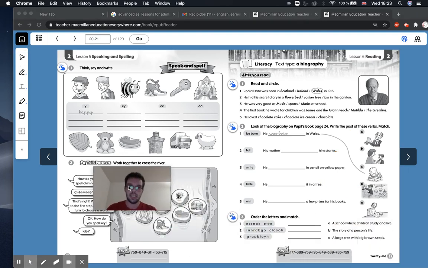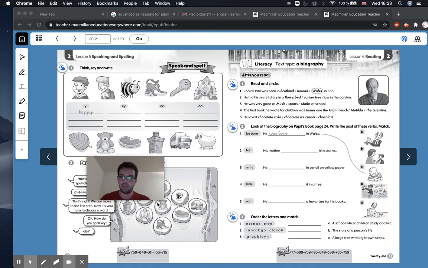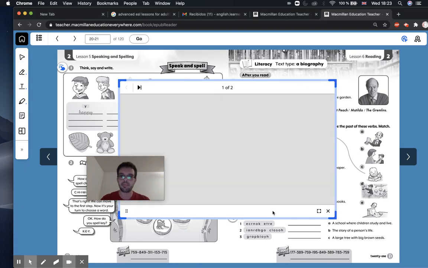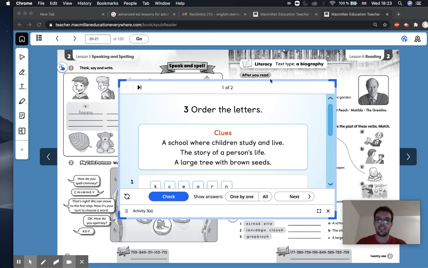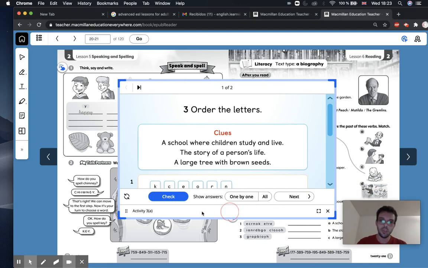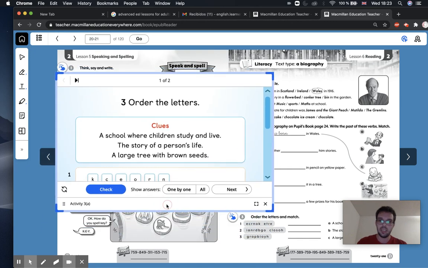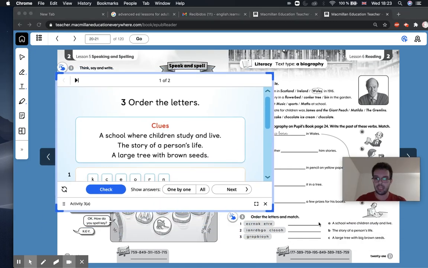Okay, now we have one more exercise. Exercise 3. All right, so very easy, this exercise. All we have to do is we have some vocabulary from the story, and the letters are mixed together. We have to order the letters to make the word. Ordenamos las letras para hacer la palabra, que es una cosa de la historia.